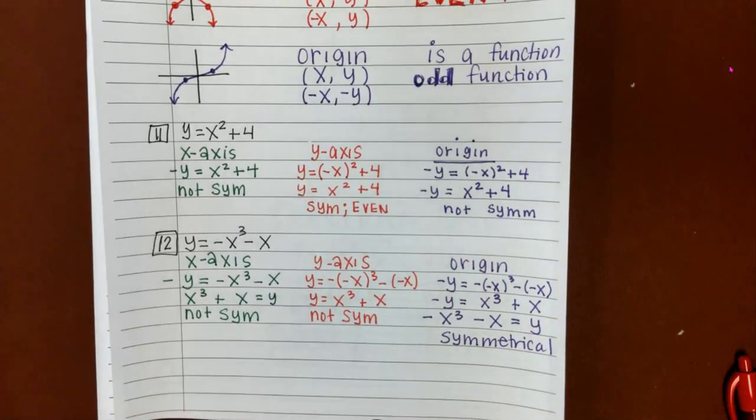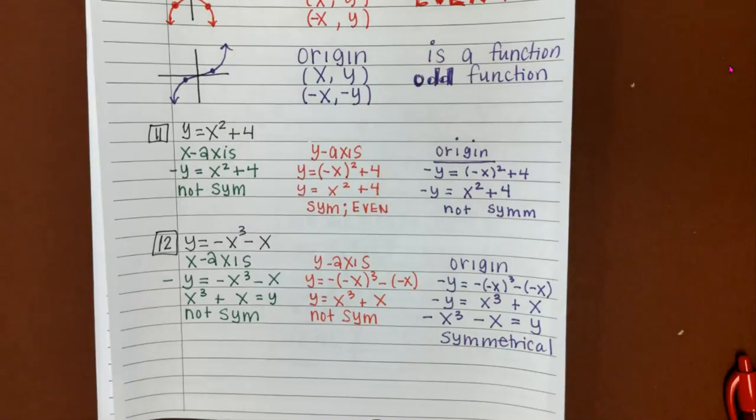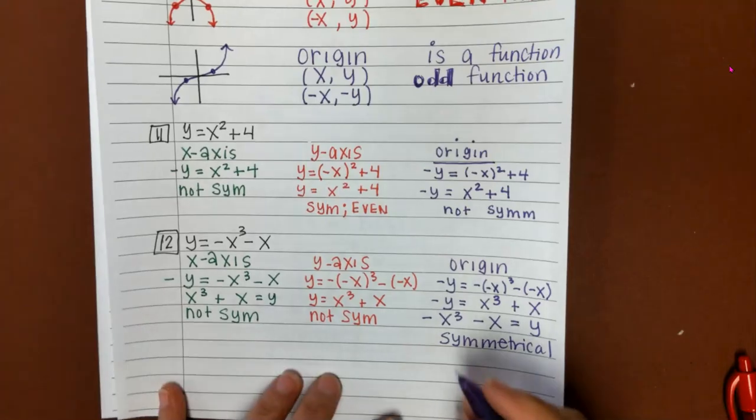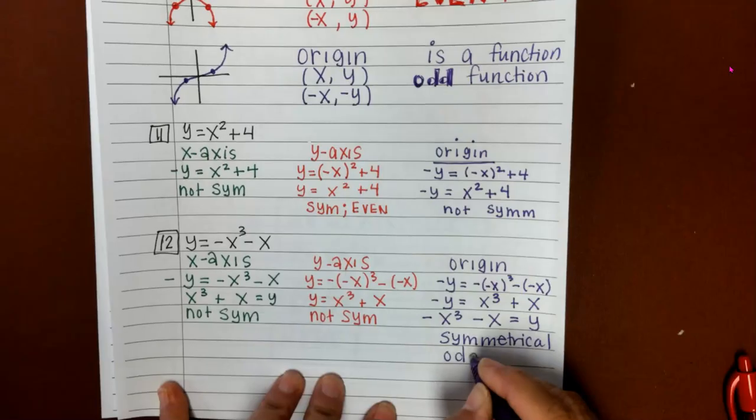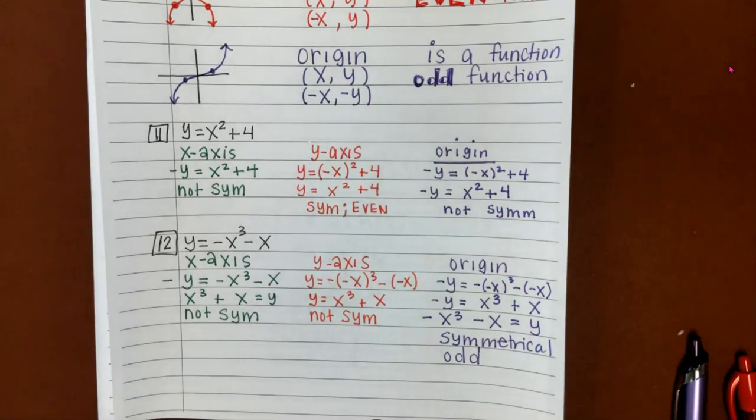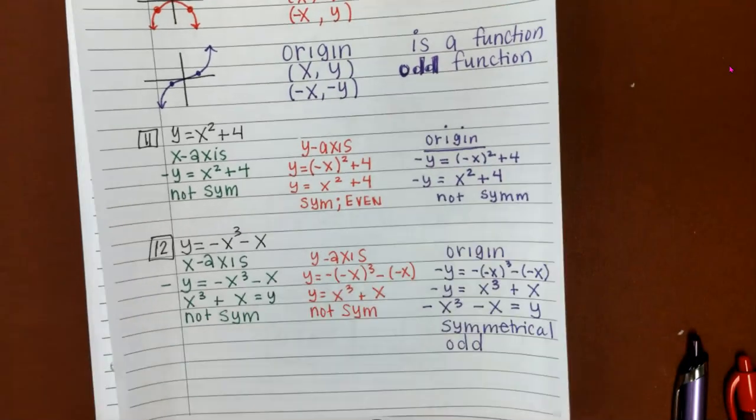And don't forget, if it's symmetrical to the origin, it's special and it gets another name. What else is it considered to be? Odd. Yes, please don't forget that. That's how we test for symmetry. Let's do it one more time because I told you I was going to do 14. Let's do 14.